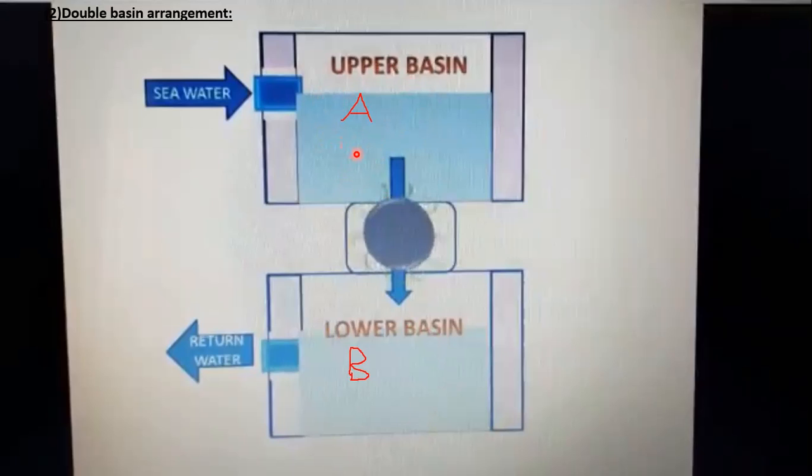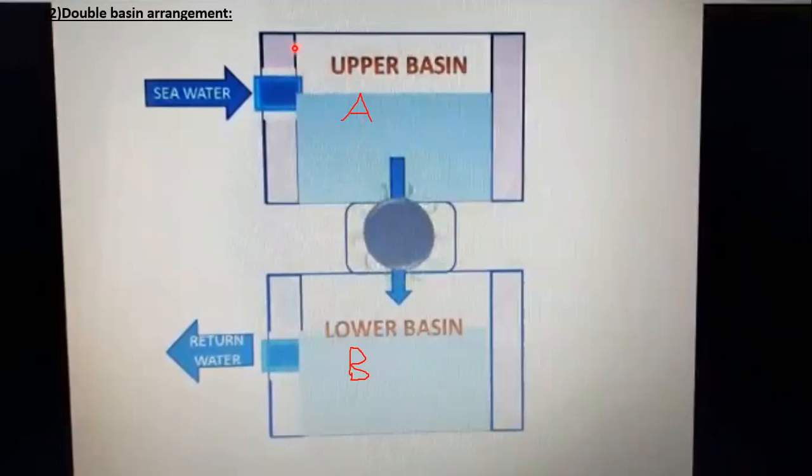Okay, so the water flows from A to B through the turbines, and the turbines will be connected to the generator and electricity will be developed. So this power generation thus continues simultaneously with the filling up of basin A. So at the end of the flood tide, A is full of water and the water level is at maximum. Then its sluice gates are closed.